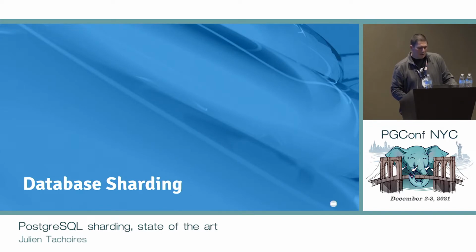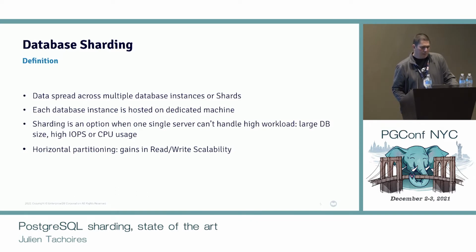So let's start with database sharding definition. So what is database sharding? It's basically the idea of distributing data across multiple database instances, called shard. Each database instance is hosted by a dedicated machine or server. Database sharding should be considered as an option when database size or IOPS or CPU usage exceed what a single server can deliver.